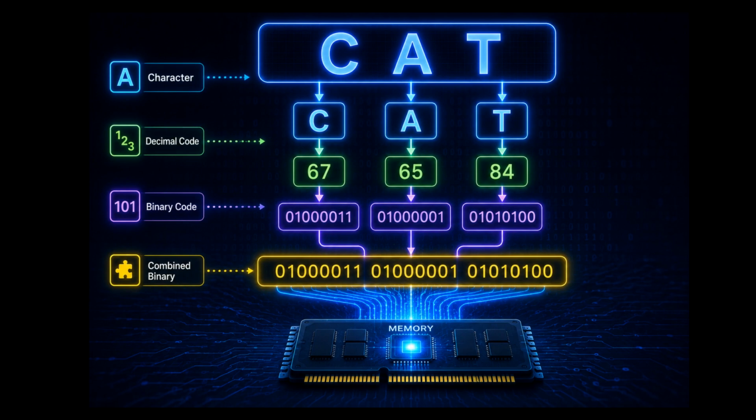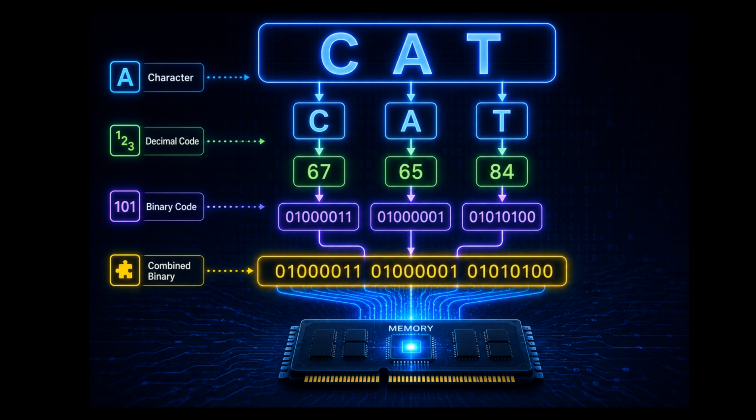Let's see how a complete word is stored inside a computer. Here, the word cat is made up of 3 separate characters. Each character is first assigned its own numerical code. The letter C becomes 67, the letter A becomes 65, and the letter T becomes 84. Next, each number is converted into binary.